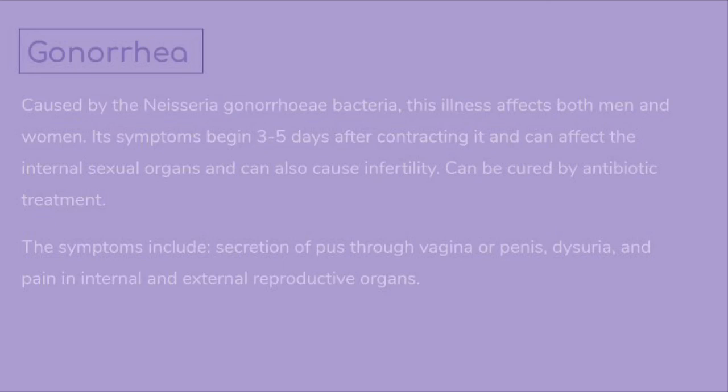Next, we have gonorrhea, caused by the Neisseria gonorrhoeae bacteria. This illness affects both men and women. Its symptoms begin 3 to 5 days after contracting it, and it can affect the internal sexual organs and can also cause infertility. It can be cured by antibiotic treatment. The symptoms include secretion of pus through the vagina or penis, dysuria, and pain in internal and external reproductive areas.